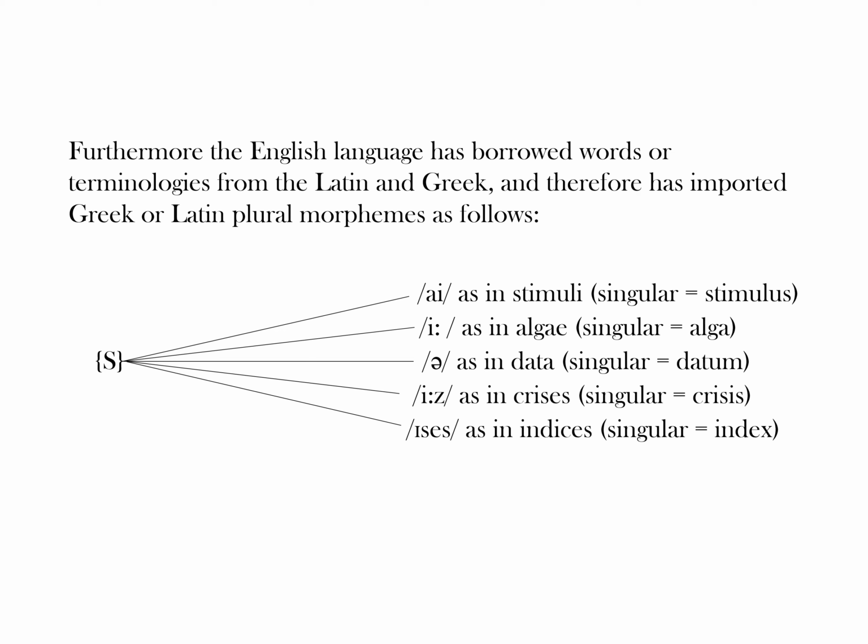I, as in stimuli, singular was stimulus. E, as in algae, singular was alga. A, as in data, singular was datum. Es, as in crises, singular was crisis. Ices, as in indices, singular was index.